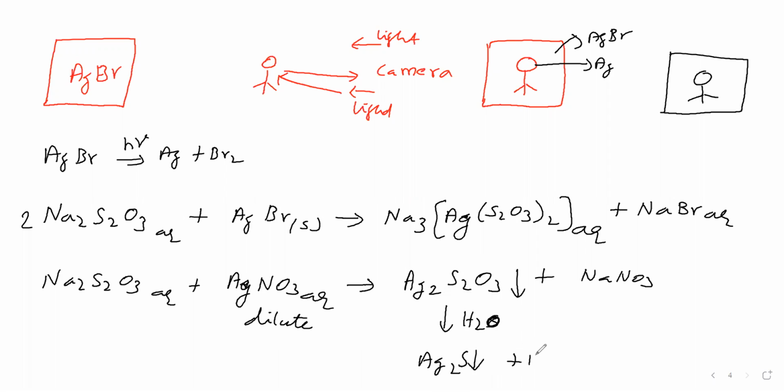Then another substance we are getting is sulfuric acid. Why are we getting sulfuric acid? Because of the thiosulfate formula we have discussed. The thiosulfate formula is S2O3 2-. If you replace the sulfur by oxygen, then it is sulfate. Therefore, sulfuric acid.